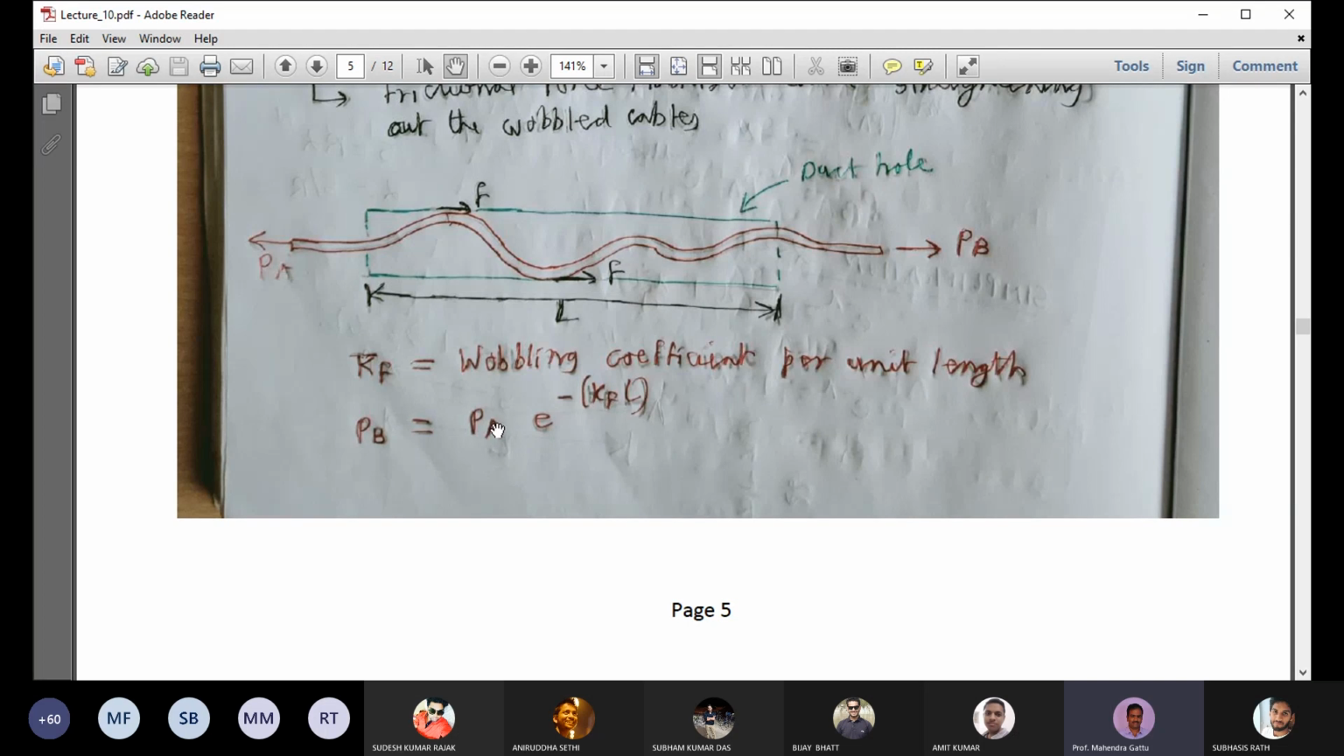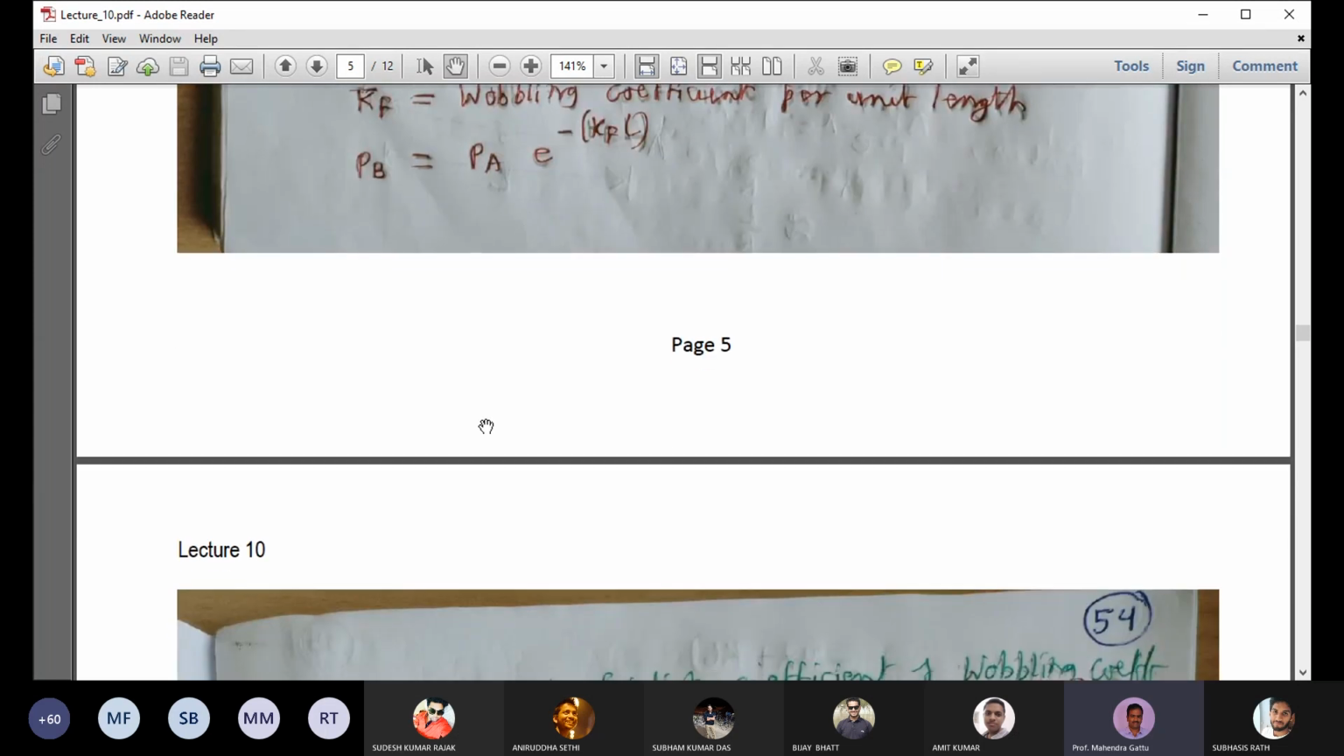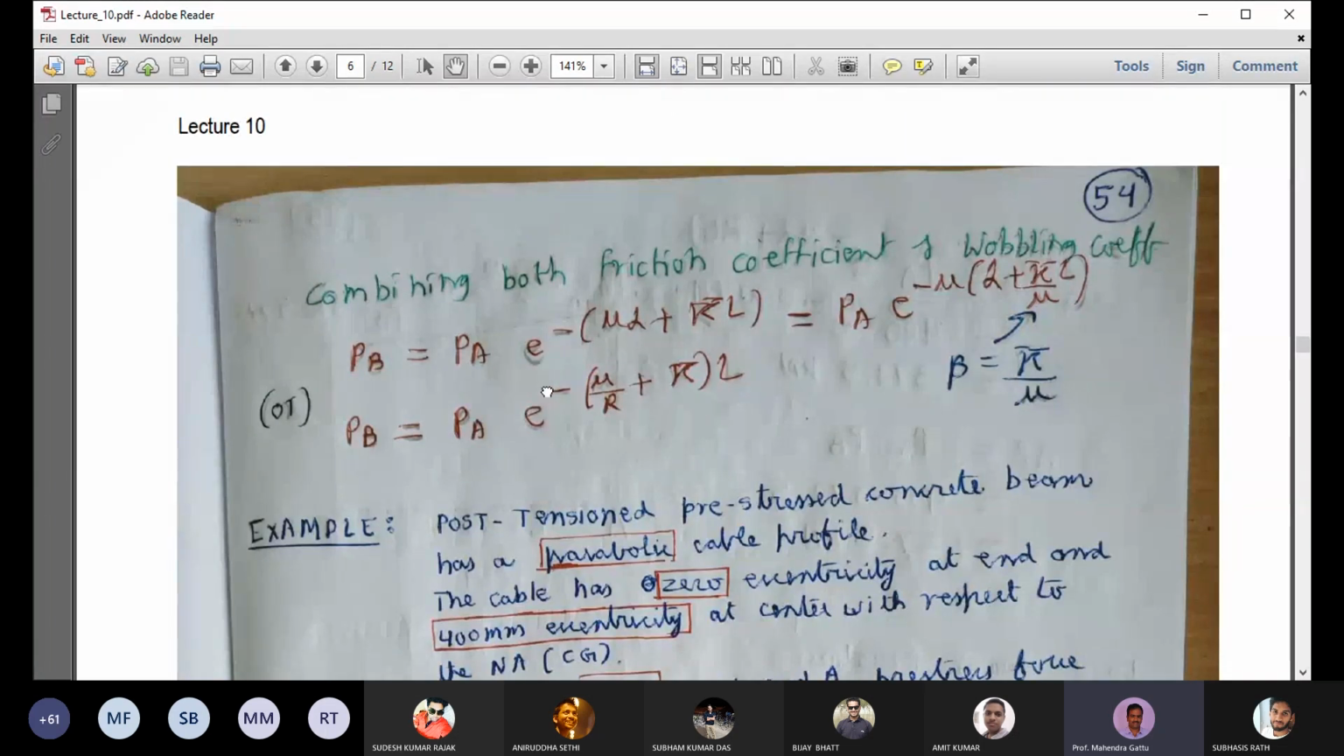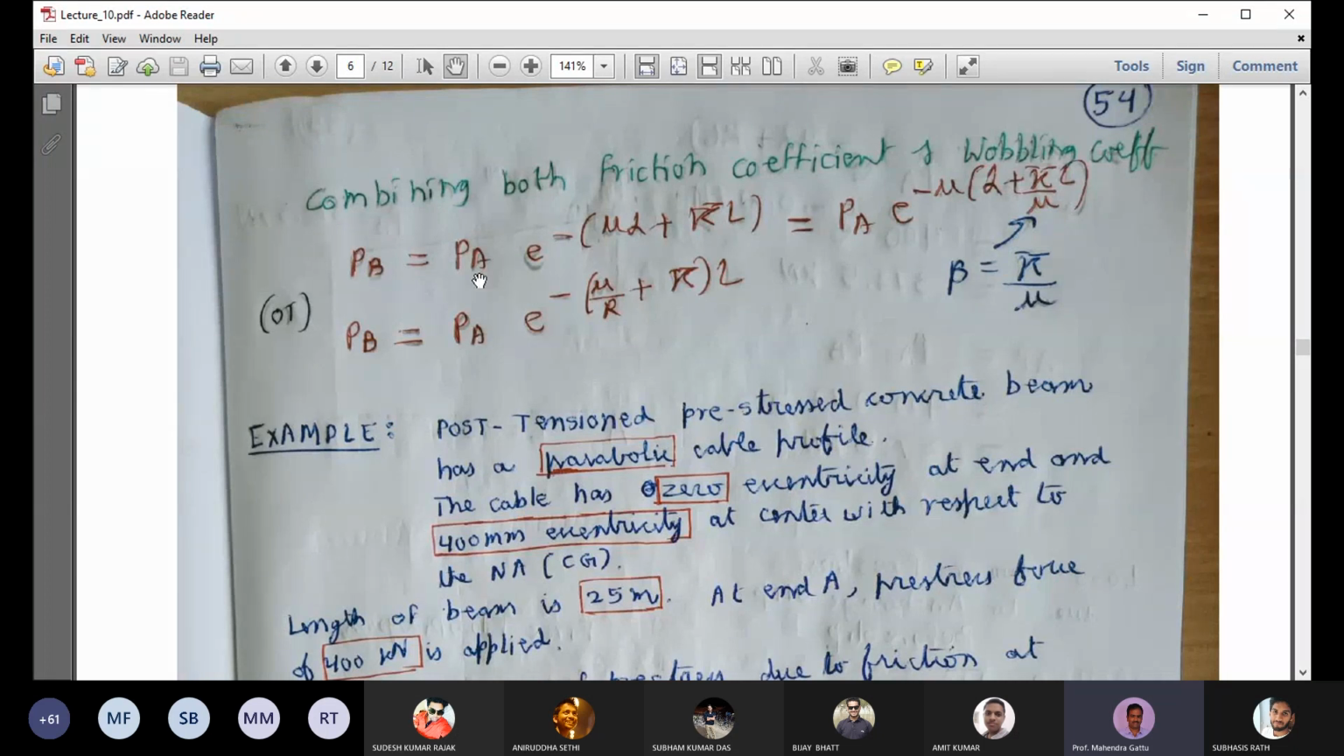So we can combine this wobbling coefficient with the friction developed due to curvature of the cable. So we'll get Pb is equal to Pa e power minus (mu alpha plus K l). K is the wobbling coefficient and l is the length of the cable. Here mu is the coefficient of friction and alpha is the angle subtended by the cable at the center, or the change in slopes of the cable from point A to point B. So that is the alpha. So we get this mu alpha plus K l in the exponential part with a negative sign.